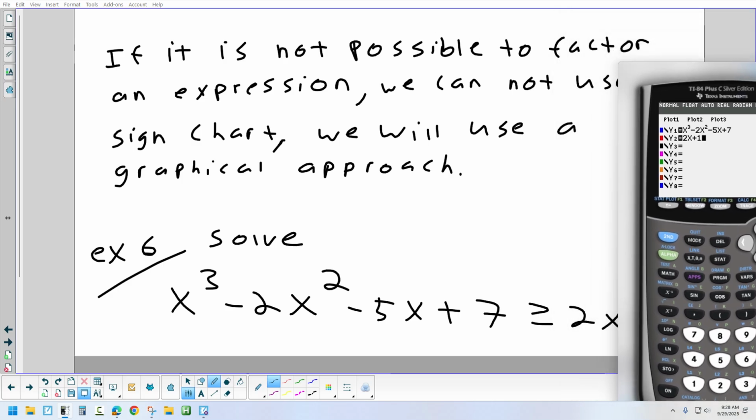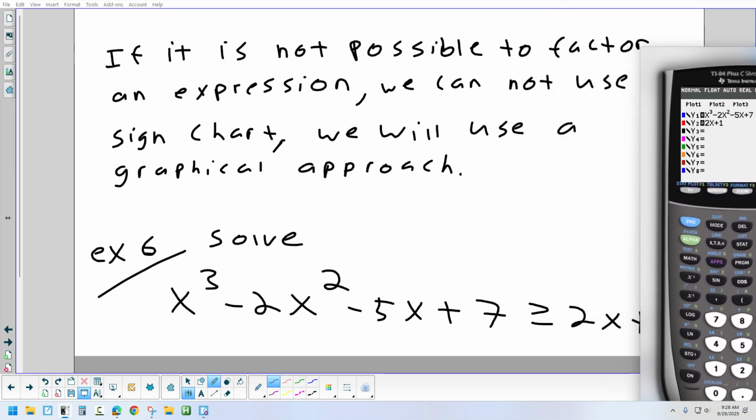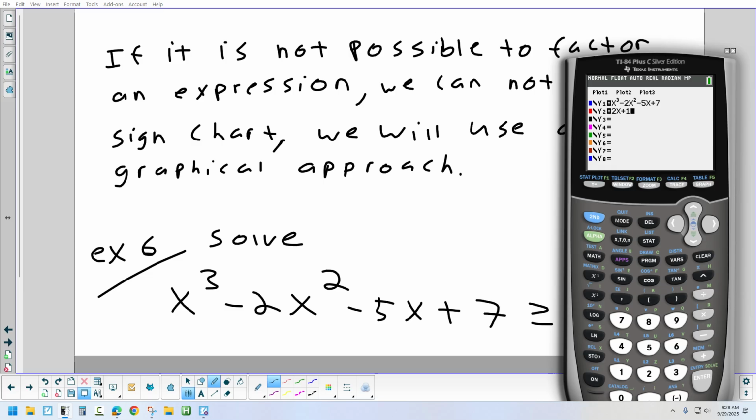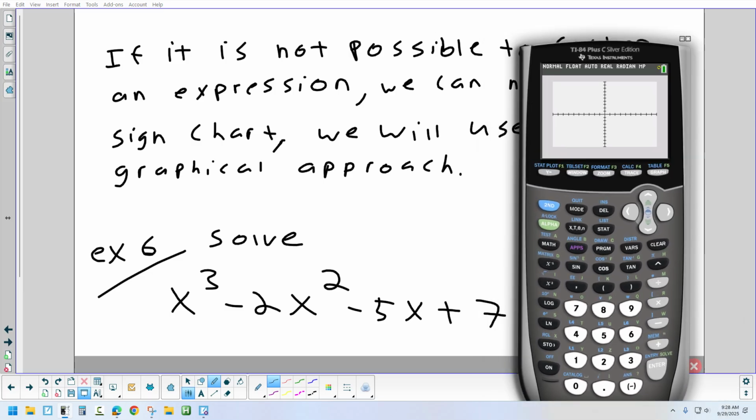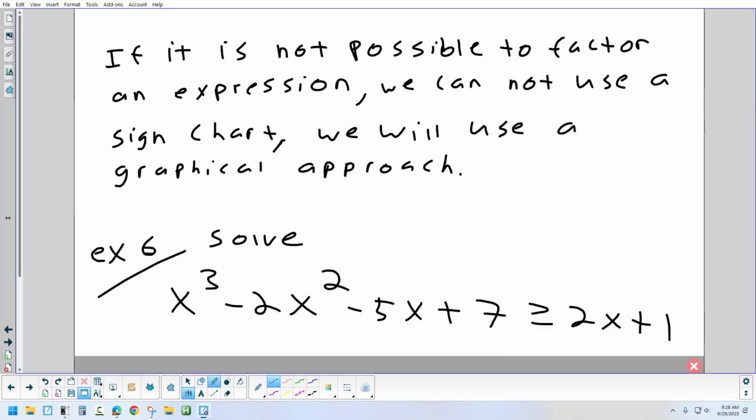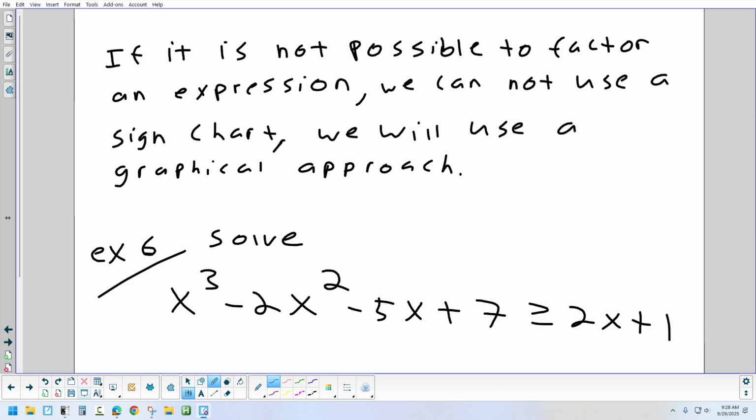So I am looking where my cubic is above the linear. Let's do zoom 6. We're looking for where the cubic function is above the linear. Well, there's your cubic, and the red one is going to be your linear. Perfect. With a standard window, you can see everything you need to see. Let's put that graph over here.